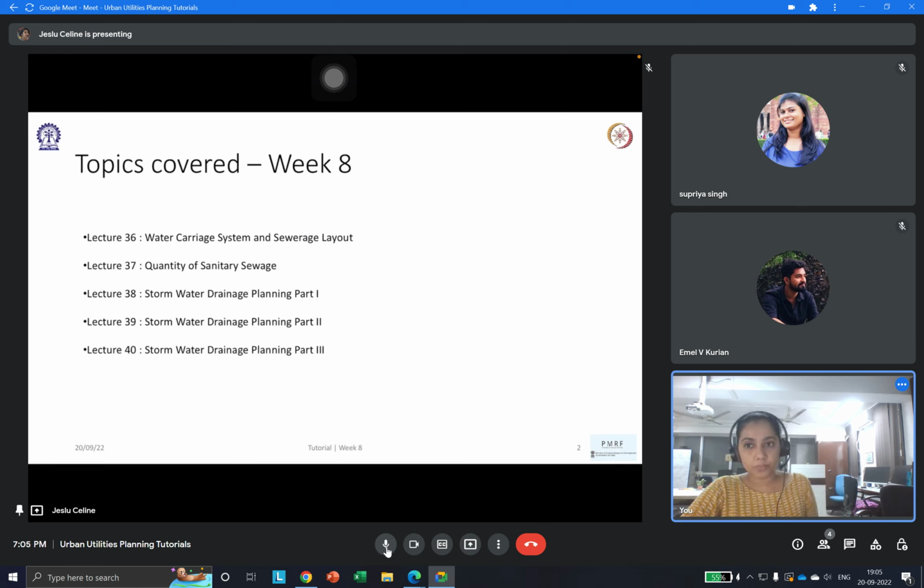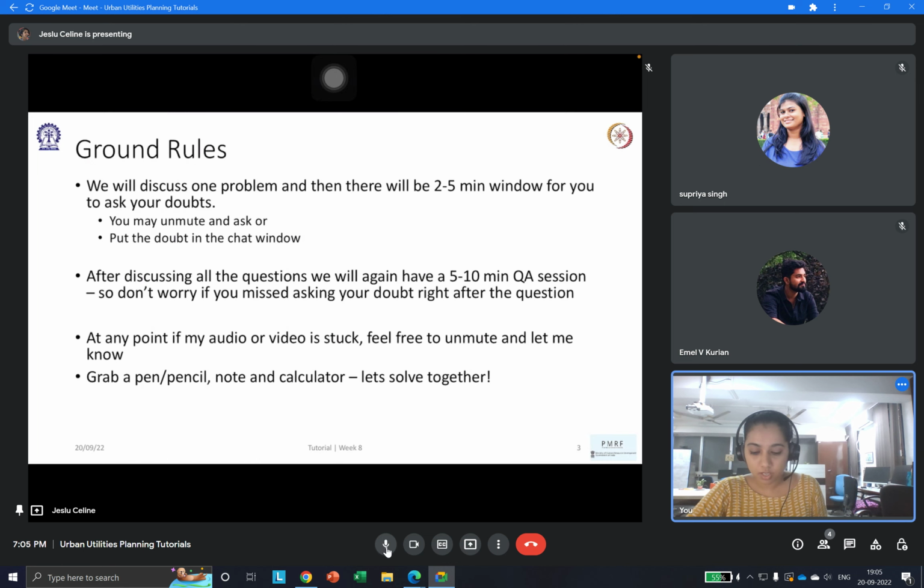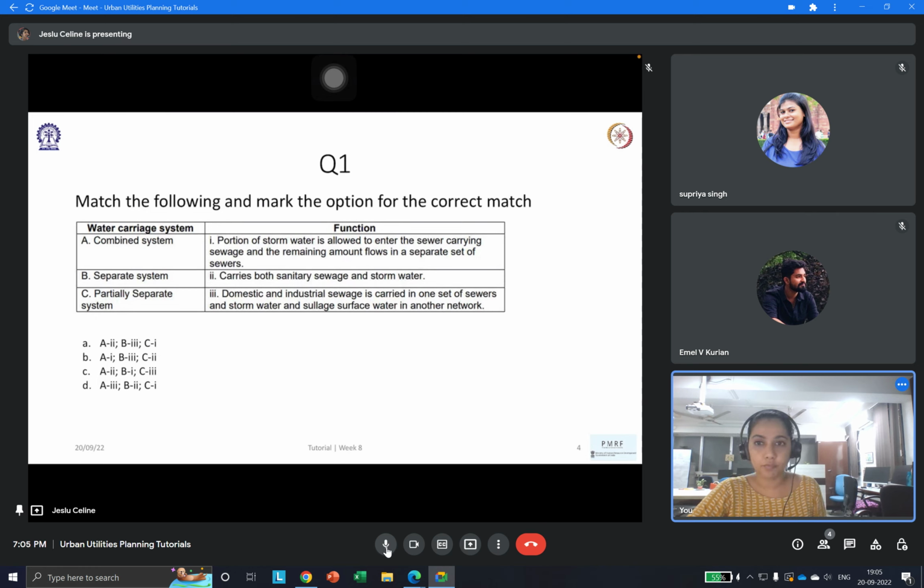So we'll try to solve the previous assignment, that is last year's assignment questions based on what was discussed in this week, so that you will be able to solve this week's assignment easily. So let's directly go on to our first question. The first question is: match the following and mark the option for the correct match. This is directly from one of our lectures. Supriya, do you want to attempt this question?